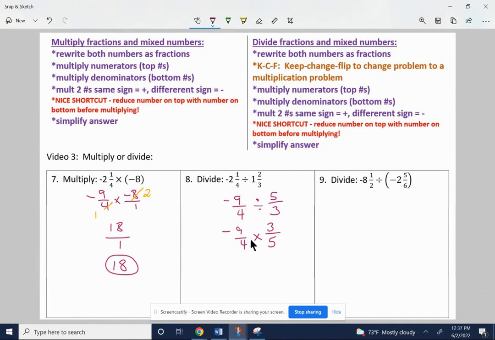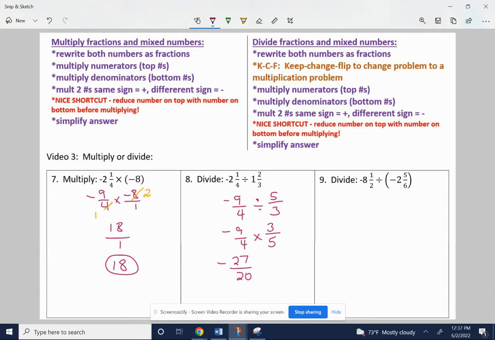I cannot reduce 3 and 4. And I can't reduce 9 and 5. But I can just go ahead and now multiply the tops, multiply the bottoms. When I multiply the top numbers, I have a -9 times a +3. The signs are different, so that's -27. 4 times 5 on the bottom is 20. -27 over 20.